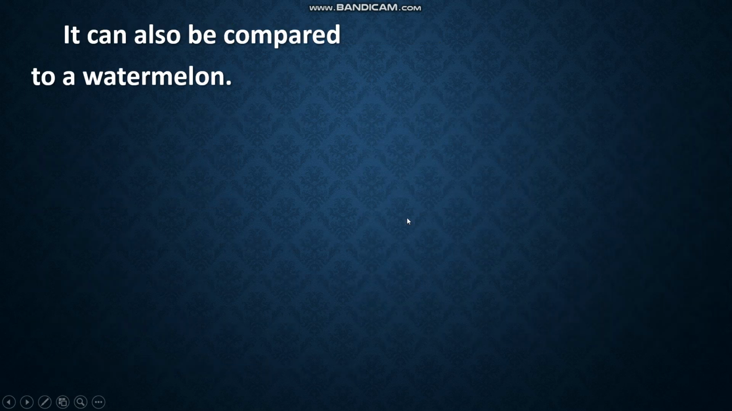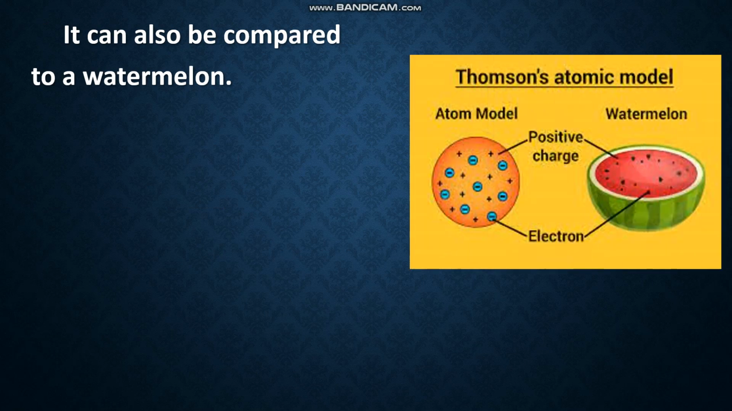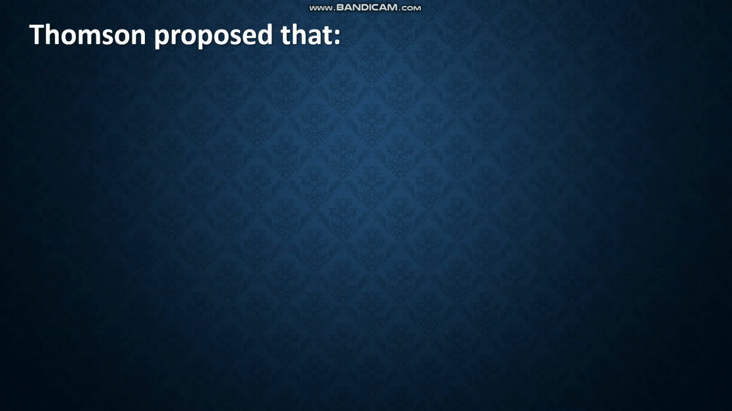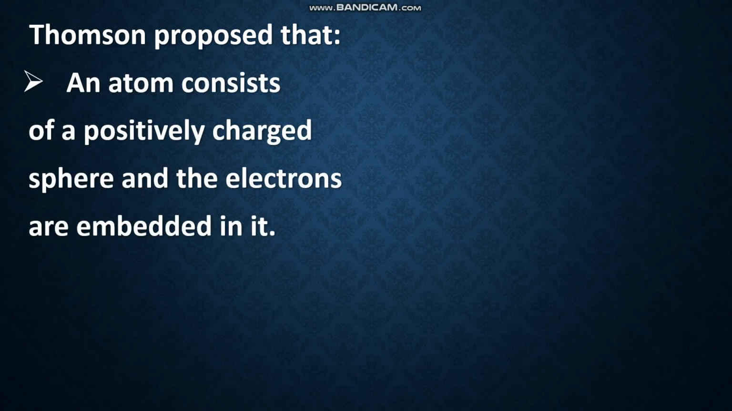It can also be compared to a watermelon. The positive charge in the atom is spread all over like the red edible part of the watermelon, while the electrons are studded in the positively charged sphere like the seeds in the watermelon. That means here these electrons are similar to the seeds in the watermelon and the positive sphere is similar to the red edible part. From these two comparisons, he proposed that an atom consists of a positively charged sphere and the electrons are embedded in it.